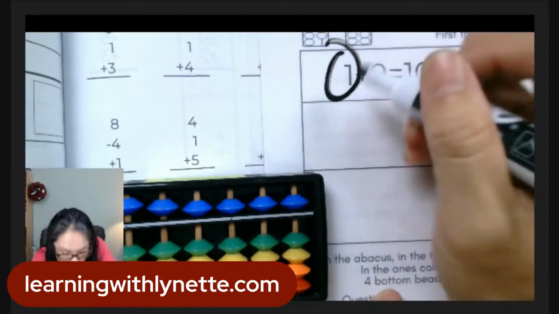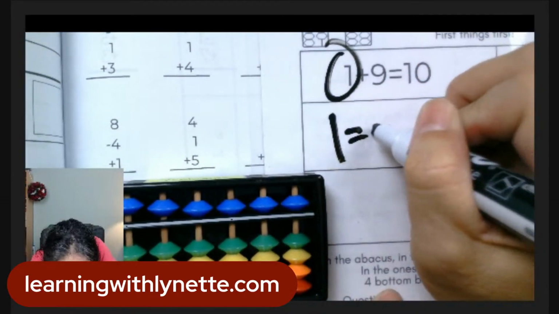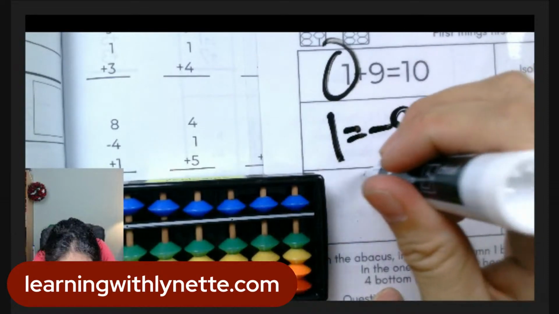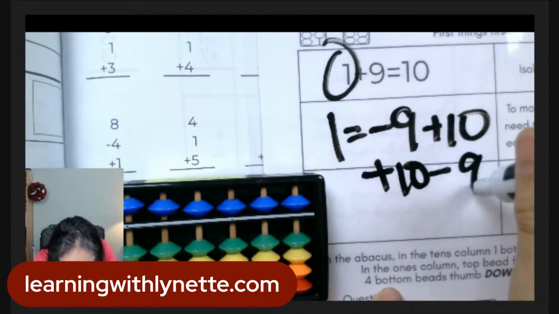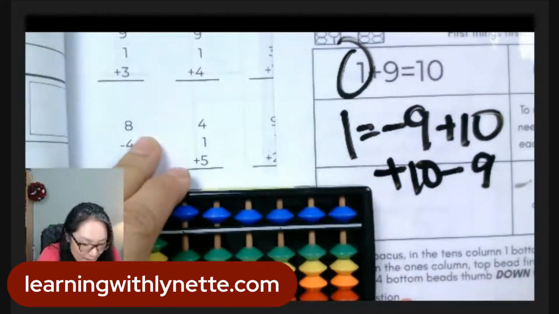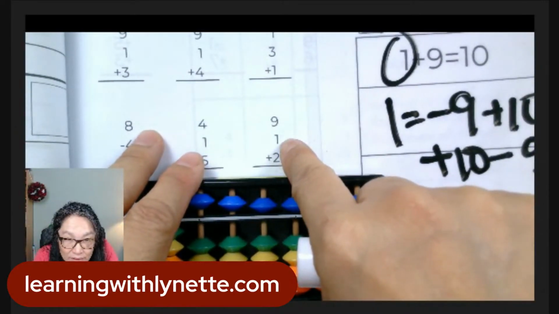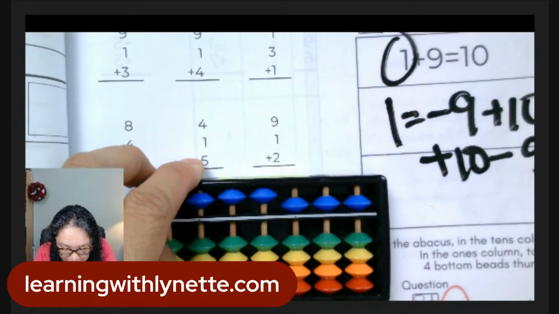There we go. 1 is equal to minus the 9 plus the 10, or plus the 10 minus the 9. Sorry, my bad. Because what are we trying to do? We're trying to add the 1. We're trying to isolate the 1.